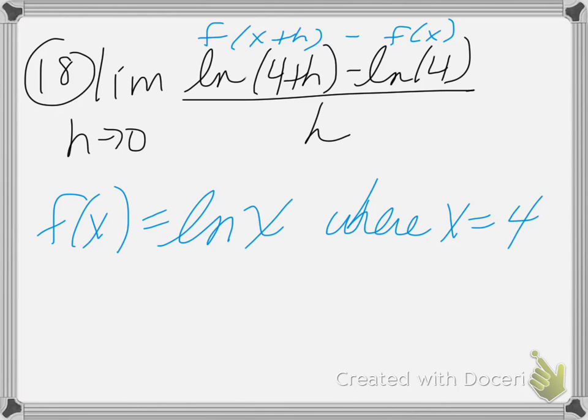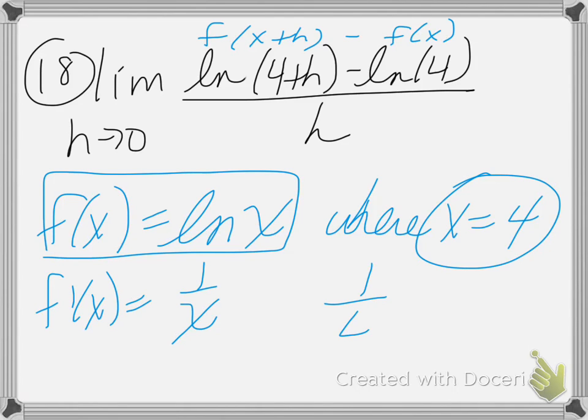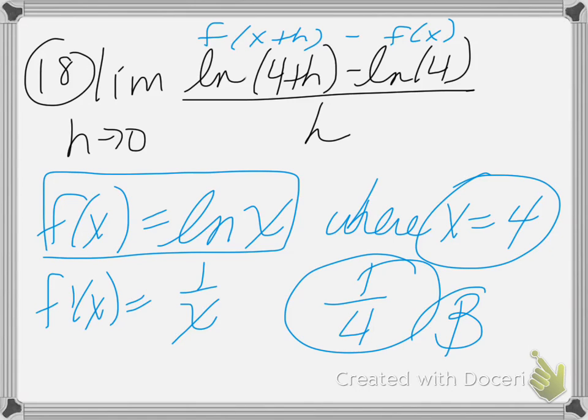Okay, so if this is the definition of the derivative, then all you have to do is find the derivative of f of x. Okay, so f prime of x equals 1 over x. But we know that x is really 4, so it's just 1/4. And that was choice B.